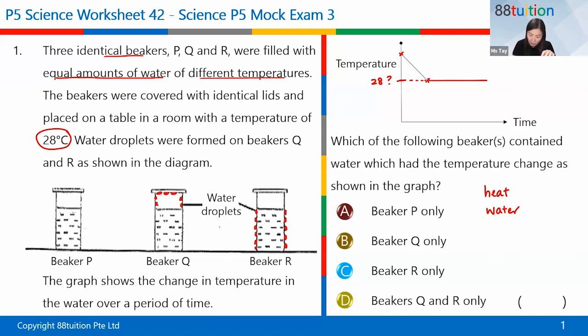Answer is B, B, B. Why is it B? How come it's bigger Q? Gordon, want to try or not? Because the water droplets are inside and they're above the water level, meaning that the water is at a lower temperature. The water is at a higher temperature, yes, higher temperature.